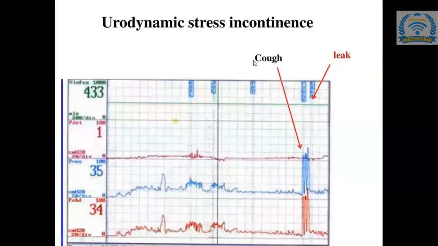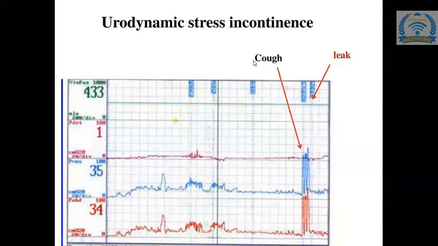I'm Hamida. Yes, please. I just want to clear my concept that in dynamic stress incontinence, there won't be any activity of the detrusor. Only the rise will be in the abdominal and the intravesical pressure, with leak of urine, in the filling phase of the cycle.